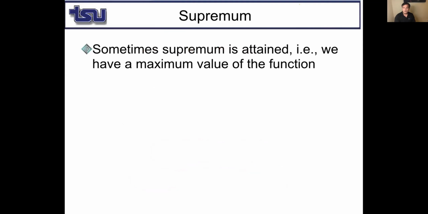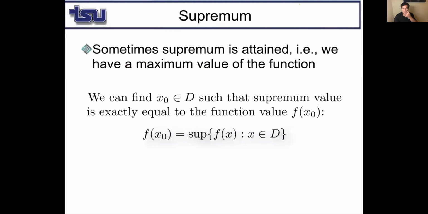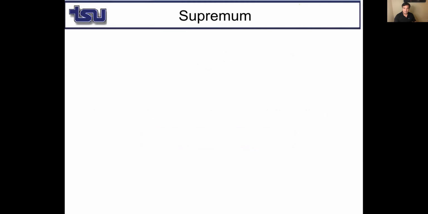Sometimes sup, or supremum, is attained, that is, we have a maximum value of the function; sometimes we don't, okay? For example, assume that we can find an x0 in domain D such that the supremum value is exactly the function value. Then we say that's the maximum value of the function.